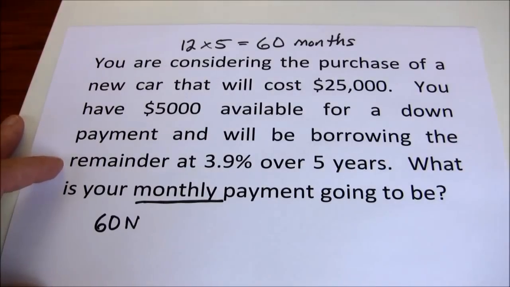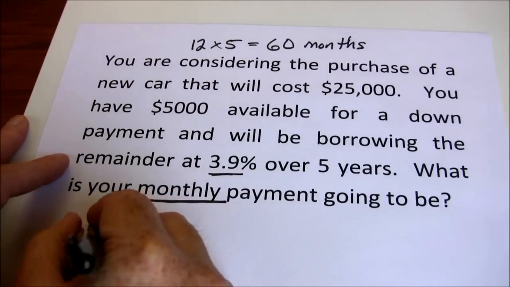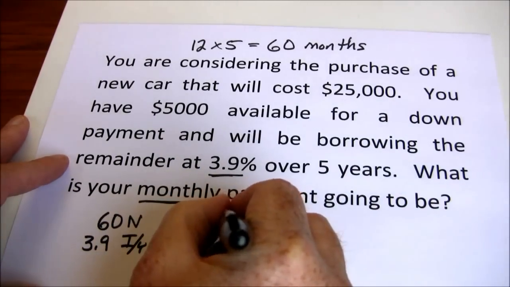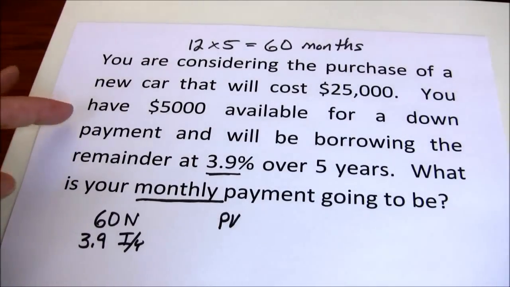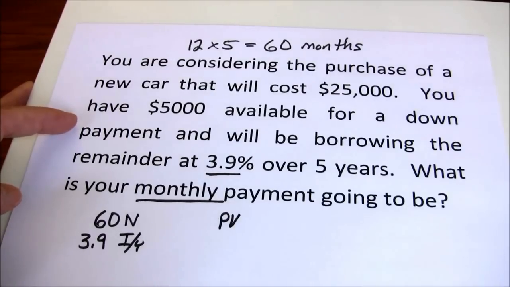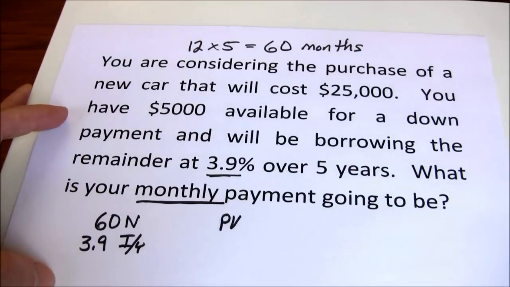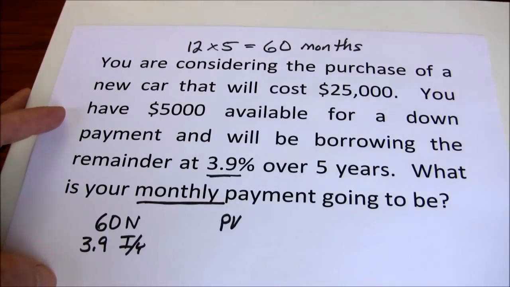So 60N. Our interest rate, we're borrowing at 3.9%. So 3.9 is our I/Y. PV, here's another tricky part. A lot of times people see, well, we've got $5,000 for the down payment. That's what we're paying today. But that's not relevant. What's important is we're borrowing money today and we've got to pay that money back. So our present value is always, how much are you borrowing today? This is going to be true for any type of loan, whether it's a car loan or a mortgage loan. Present value represents the amount that you're borrowing.